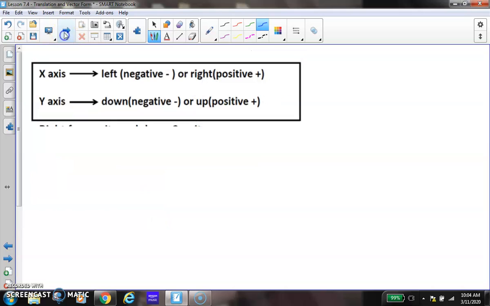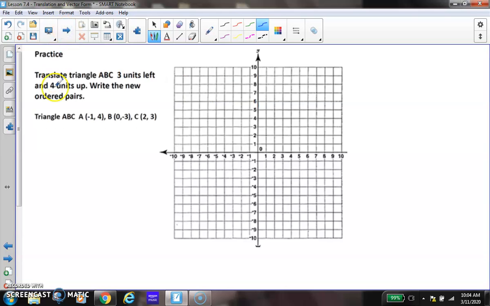So to sum up as best as I can all the rules for translations: if you're moving to the left, you're going to be subtracting something from the x values. If you're moving to the right, you're going to be adding something to the x values. If you're moving down, it's something you are subtracting away from the y values. And if you're moving up, you're moving in a positive direction, so you're going to be adding something to the y values.